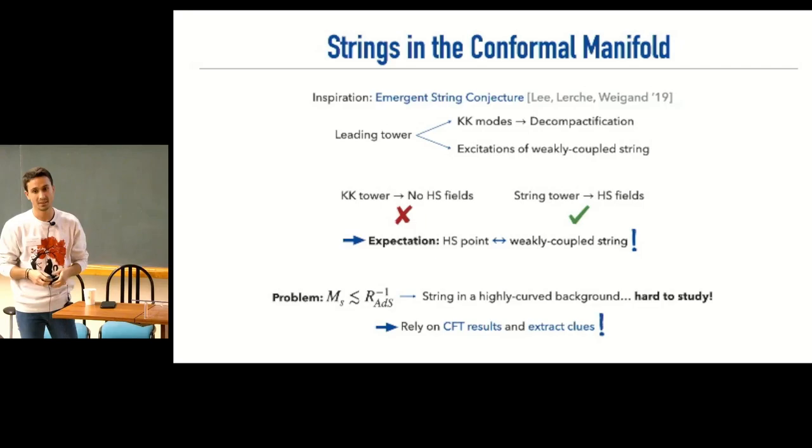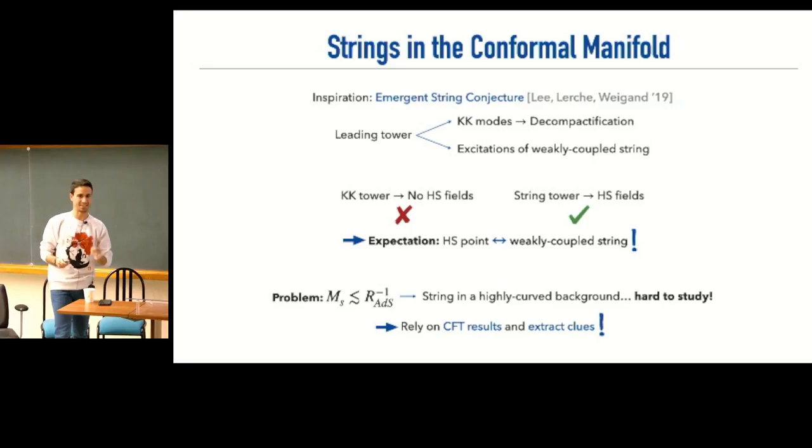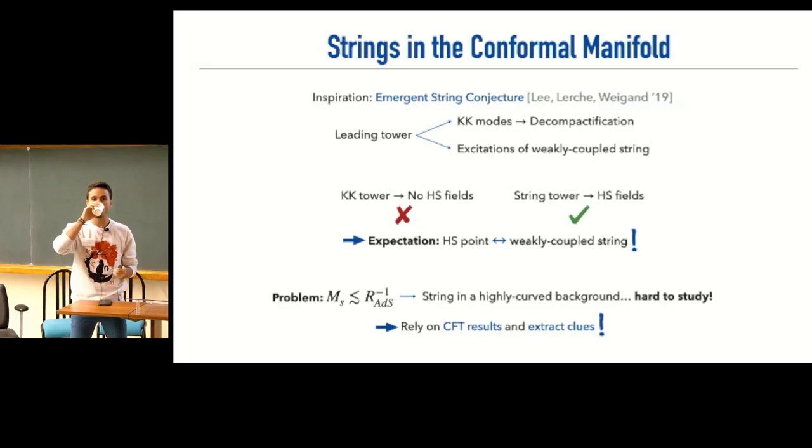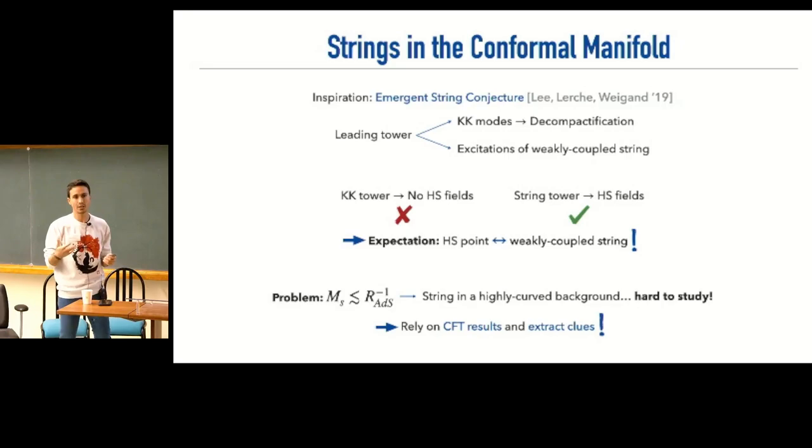Thank you. So as you were saying before, that every infinite distance limit could have a higher-spin field, are you saying that there are no KK limits, or that they are always going to be accompanied by a string tower? The conjecture is that there are no KK towers.